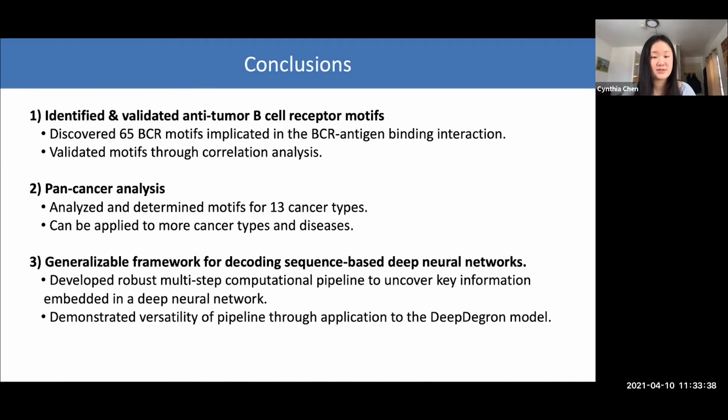And so the best part about this is that our methods are not just specific to a single disease or a single cancer type, but can actually be generalized towards other diseases as well. And last, we were able to develop a generalizable computational framework for decoding sequence-based computational deep neural networks. And we were able to demonstrate the generalizability and applicability of our pipeline through an application to the DeepDagron model.